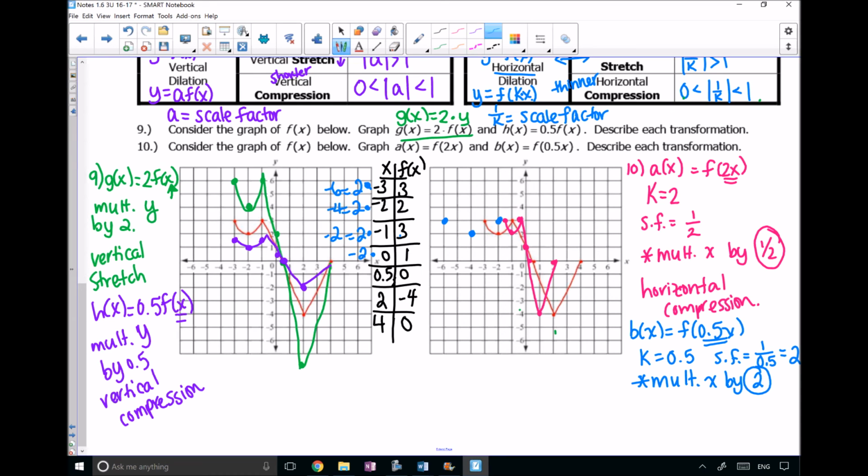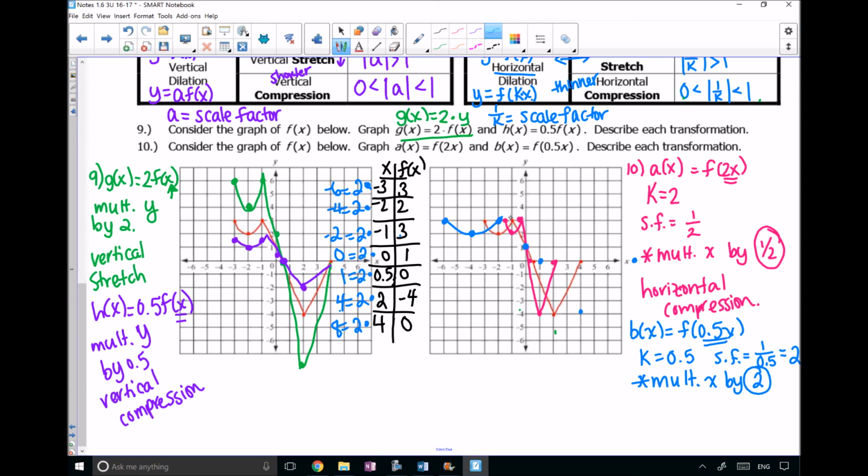Multiply 0 by 2, I get 0, so I end up at 0, 1. It stays the same here. Multiply 0.5 by 2, I get 1, so I've got 1, 0 right here. Multiply 2 by 2, and I get 4, so my new coordinate would be 4, -4. Again, your y value stays the same. And then lastly, I'm going to multiply 4 by 2, and I end up getting 8. So I've got a coordinate at 8, 0. It's a little bit off my graph, but I've got the right idea.